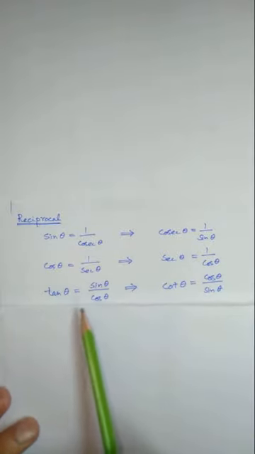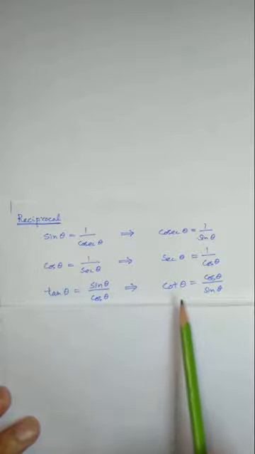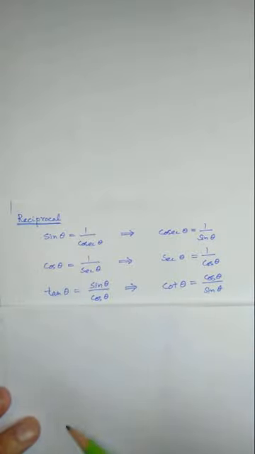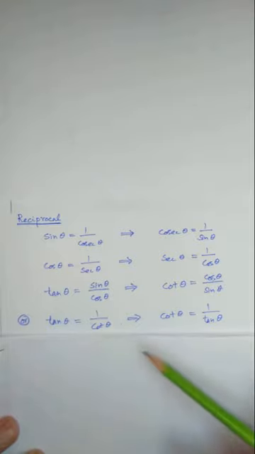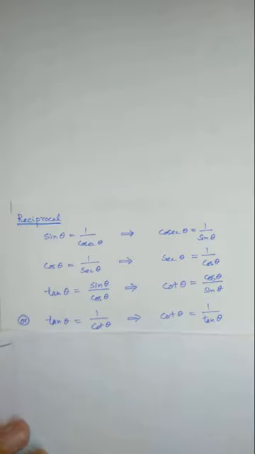Then tan theta is equal to sine over cos and cot is cos over sine. It can also be written as tan theta is equal to 1 over cot theta and cot theta is equal to 1 over tan theta. Now some important identities.